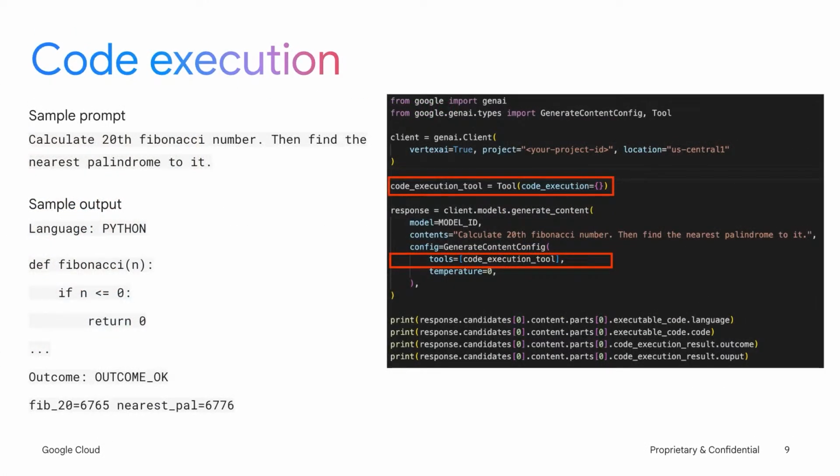And another built-in tool that Flash 2.0 comes with is code execution. This code execution feature enables your model to generate and run Python code and then learn iteratively from the result until it arrives at a final output. So you can use this code execution capability if you are building an application that would really benefit from code-based reasoning. You use it pretty similarly to the Google search tool. You just add code execution as a tool, which you can see in the red boxes here in the code on the right, and the model decides when to use it.